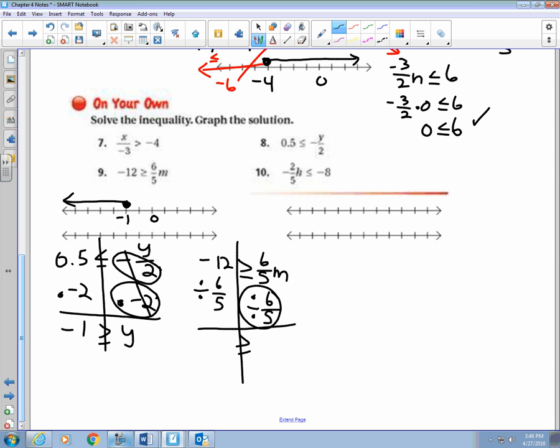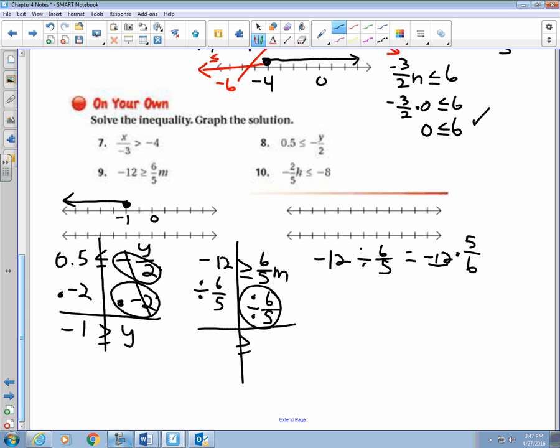All right? So I have this -12 divided by 6/5. Let's do this over here. -12 divided by 6/5. That's a keep, change, flip situation. So that's equal to -12 times 5/6.